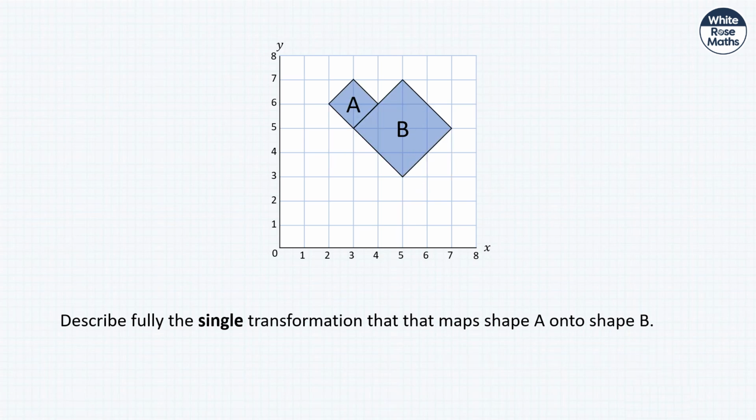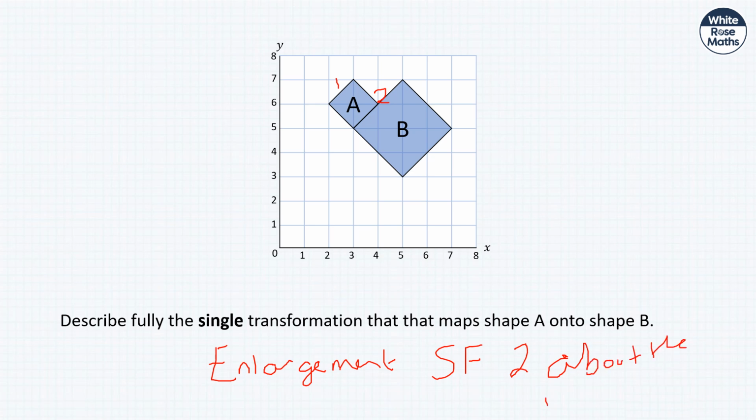This next one, describe fully the transformation that maps shape A onto shape B. Now this is actually an enlargement. So we're going from 1 here, and then we've got 1, 2. So it's an enlargement of scale factor 2 about the point, and then we want the coordinates of the centre of enlargement.